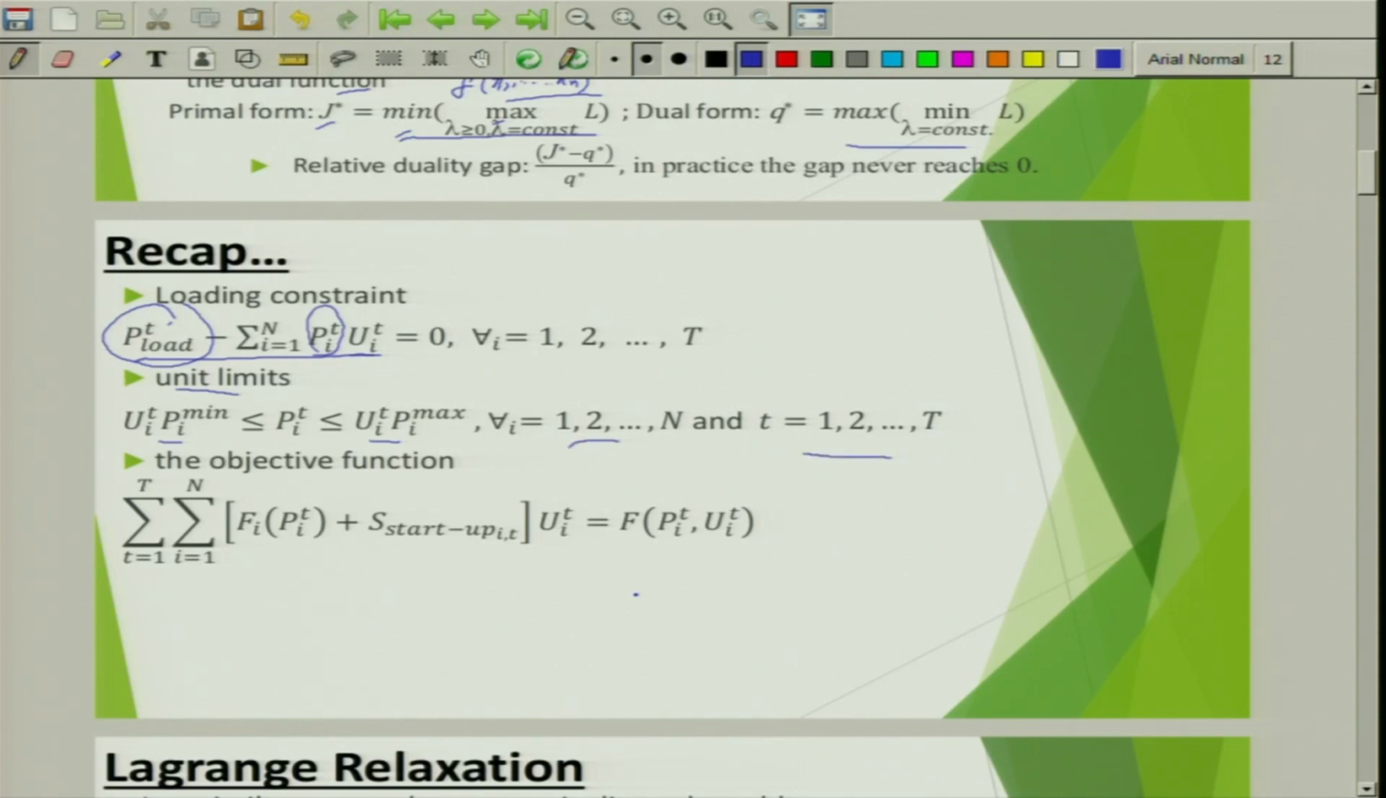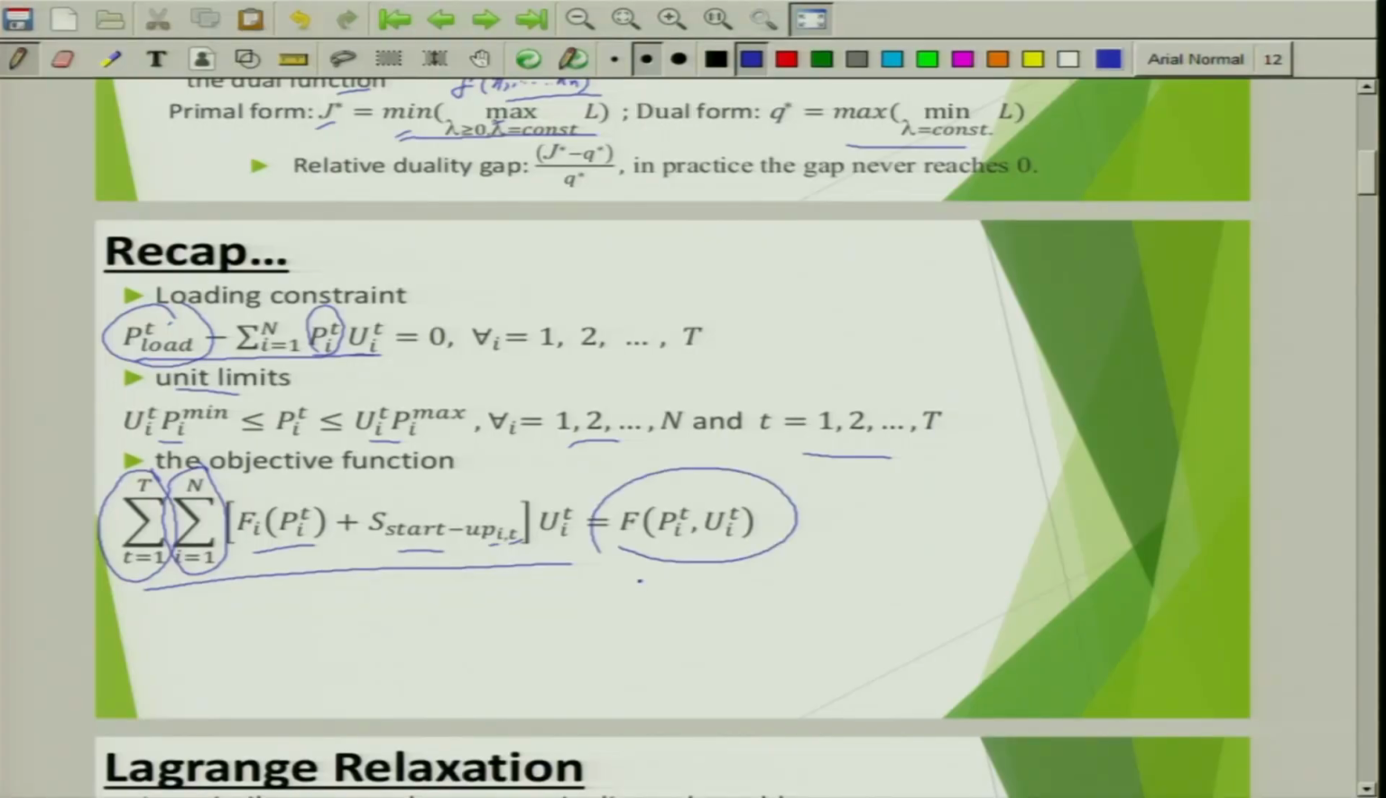And now the objective function will be to minimize the overall cost of all the generators for all time intervals. This indicates for all the generators, and this indicates for all time intervals. The cost for the ith generator at time interval t, plus the startup cost of the ith generator at the time interval t while optimizing its turning on or turning off. So that is the overall objective function that needs to be minimized.